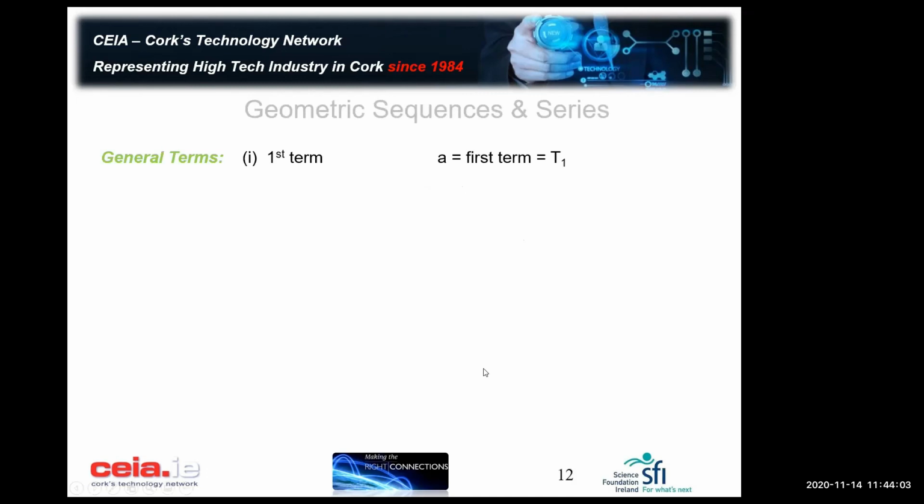So for the general terms, you have the first term again is going to be a, which is t1. The common ratio is r, and the formula for it is t2 divided by t1, or tn divided by tn minus 1. And the formula for the actual sequence is t of n is equal to a times r to the power of n minus 1.